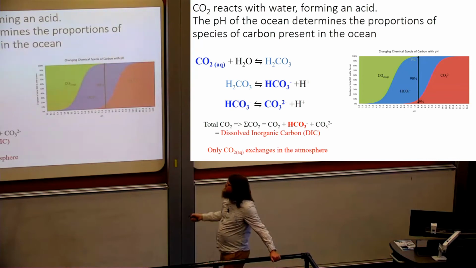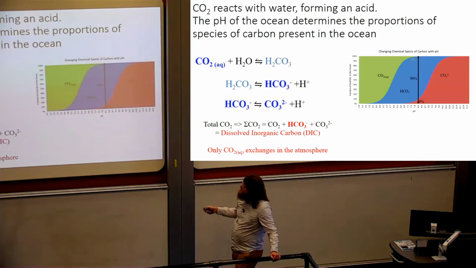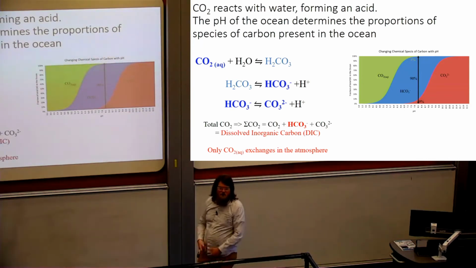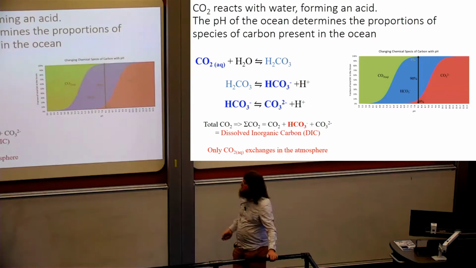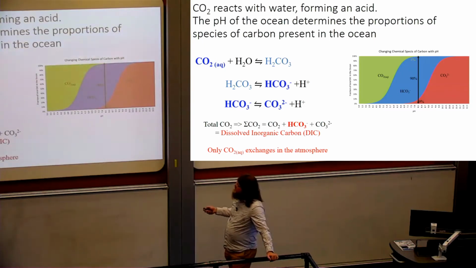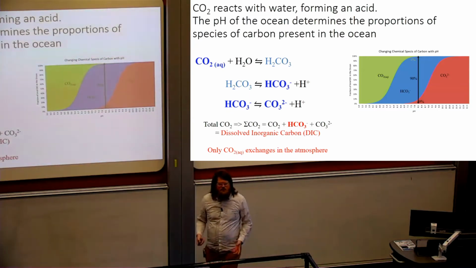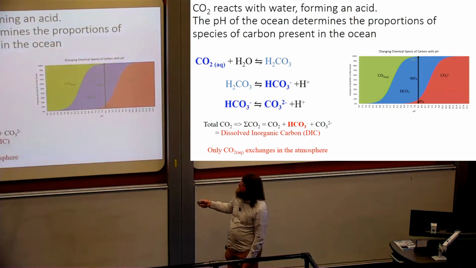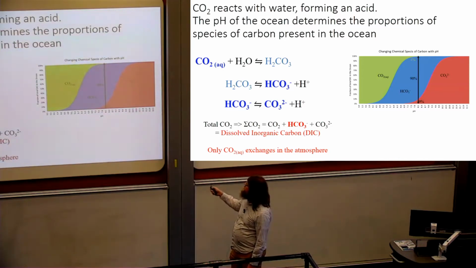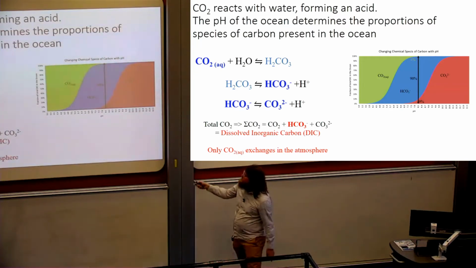In that actually, if you have lots of hydrogen ions in the ocean, or if you have a low pH, so it's a high hydrogen ion concentration, that will force these equilibrium reactions over to the left-hand side. So actually, the pH of the ocean determines the relative proportions of CO2, bicarbonate, and carbonate ion. And that's what we see here. So if we've got a very high pH, everything is mostly carbonate ion, CO3 2-. And if it's a low pH, we've got mostly CO2.